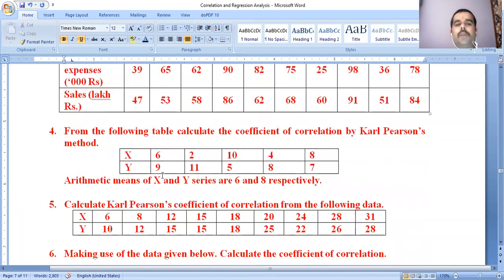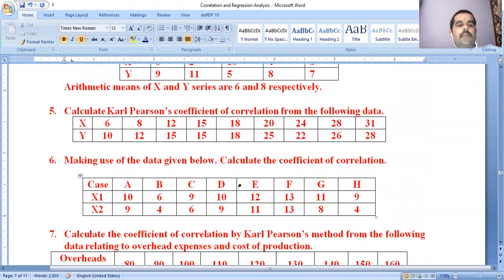From the following table, calculate the coefficient of correlation by Karl Pearson's method. Here x values and y values are given, and in addition, the arithmetic means of the x and y series are 6 and 8. See, in advance, in the question itself, the examiner is mentioning 6 and 8. So please take it into consideration that it is the actual mean method only. The next, fifth problem: calculate Karl Pearson's coefficient of correlation from the following data. The same procedure applies here; x and y values are there.